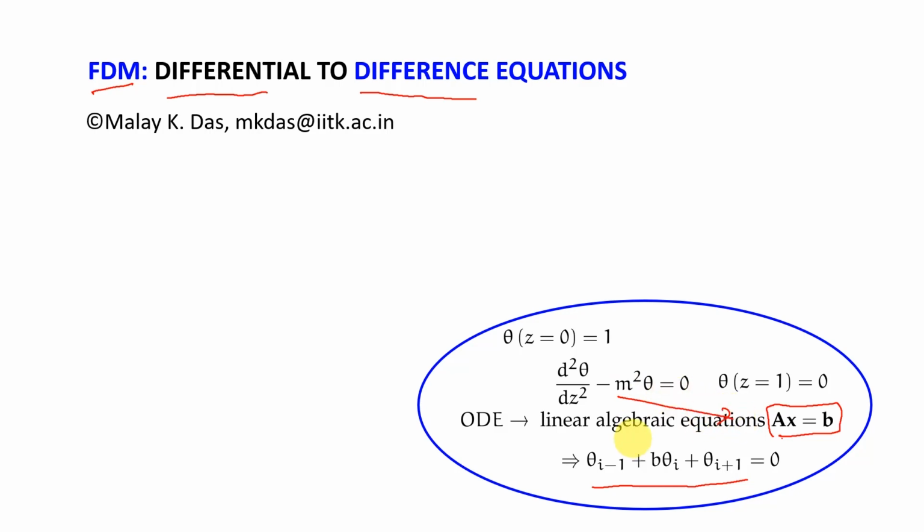If we look at this Ax equals b system, we will see that we have lots of equations. In every equation we will have three unknowns like this, and this is the sort of equation that comes out of discretization of ordinary differential equations. These are called difference equations.